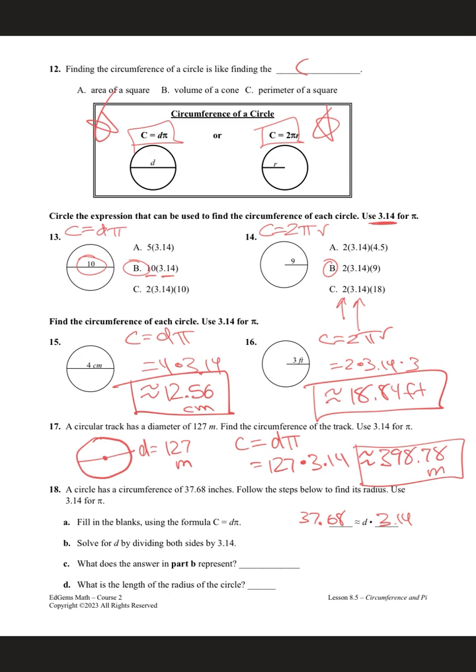And then it says solve for D by dividing both sides by 3.14. So we're going to divide both sides by 3.14. And the diameter is going to be approximately equal to 37.68 divided by 3.14, and I get 12 inches.